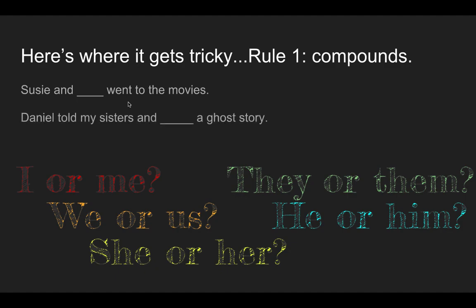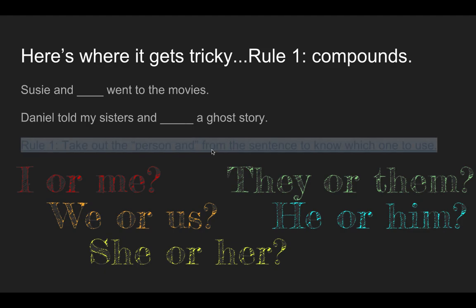Okay, this one is going to be a different sentence. So, Daniel told my sisters and blank a ghost story. Notice my verb told is over here. That means my blank is after told. That means I'm going to be using an object pronoun. So Daniel told my sisters and me a ghost story. Daniel told my sisters and us a ghost story. Daniel told my sisters and her a ghost story. Again, with these people and the word and, it gets very confusing because some people just do it wrong and your ear's going to trick you.